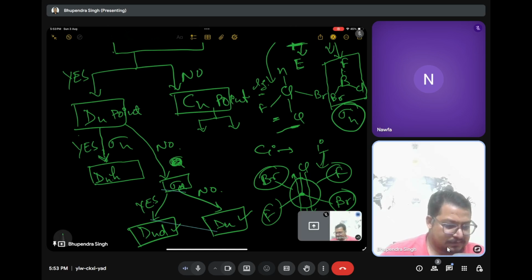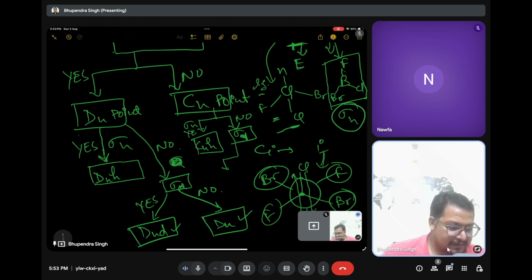If sigma h is present, yes, or sigma h is not present. If this is present, then Cnh. And if it is not present, then you look for sigma v. Then sigma v is present, yes, then Cnv. If no, then Cn, only Cn.